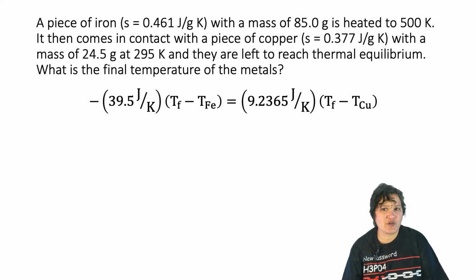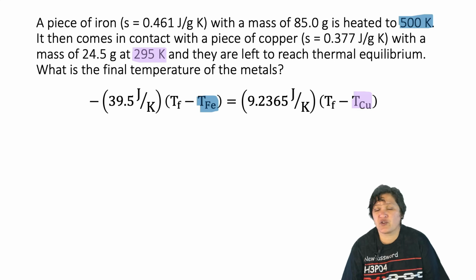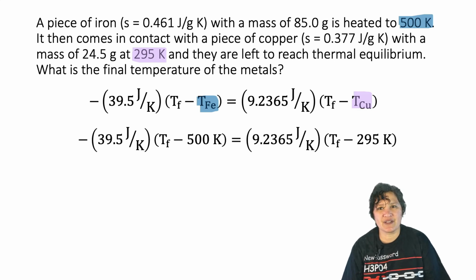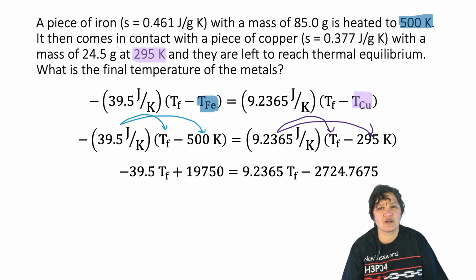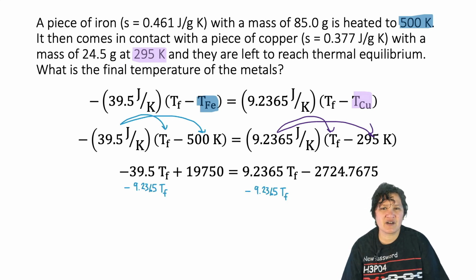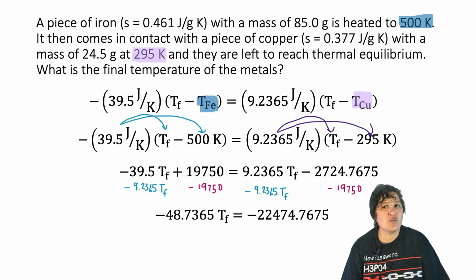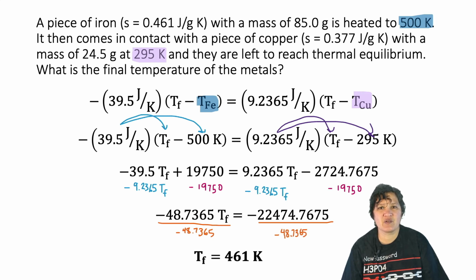So let's look for values for the other temperatures. The starting temperature of iron is 500 Kelvin, and the starting temperature of copper is 295 Kelvin. So let's plug those numbers in. Now I'm going to simplify this by distributing the coefficients, 39.5 from the iron side and 9.2365 for the copper side, across what's in the parentheses. That gives us these numbers. Let's put every factor containing T sub F on one side and everything that's a constant on the other side, and that gives us this expression here. Then we can divide both sides by minus 48.7365 to get our final temperature of 461 Kelvin.